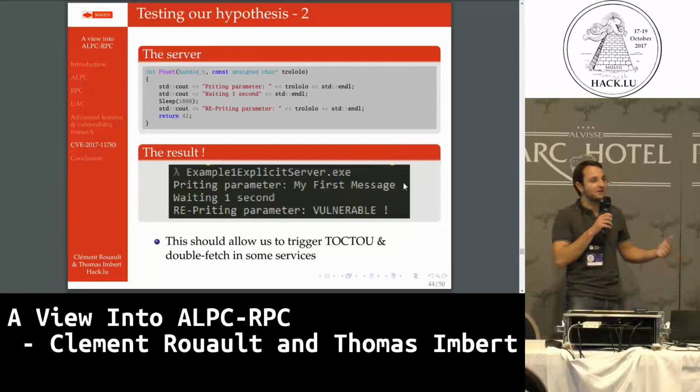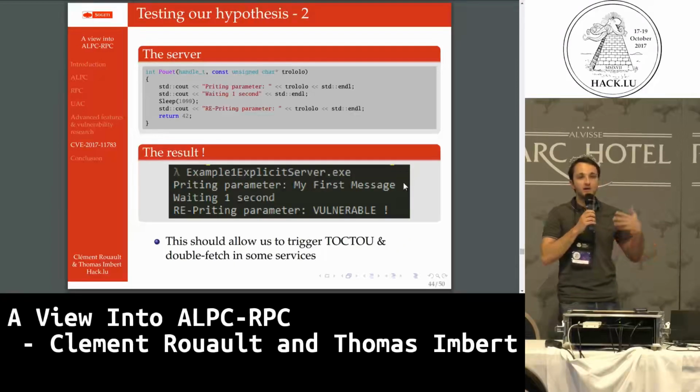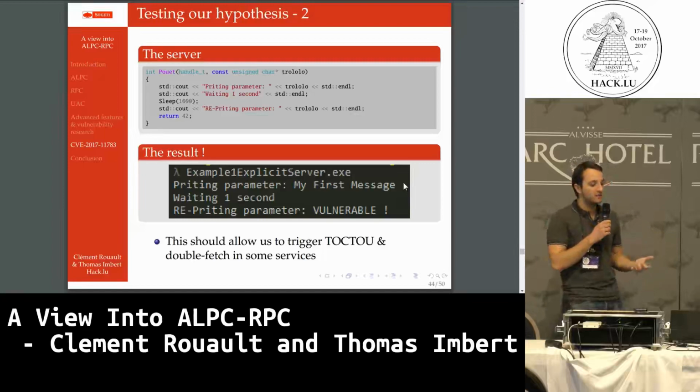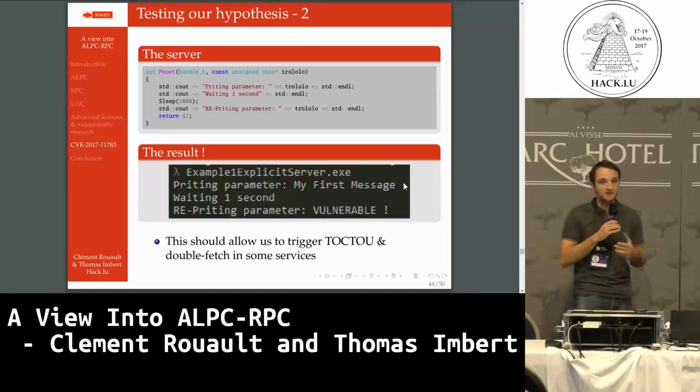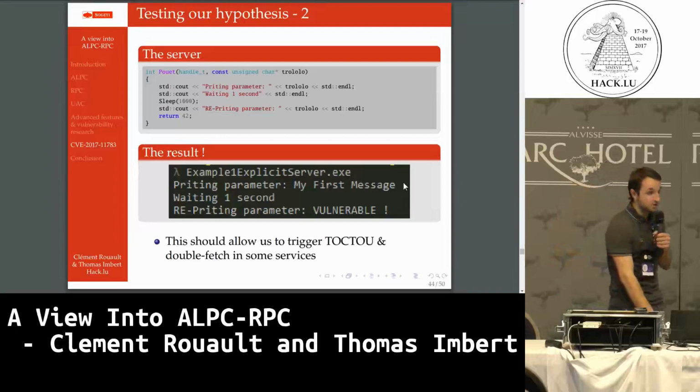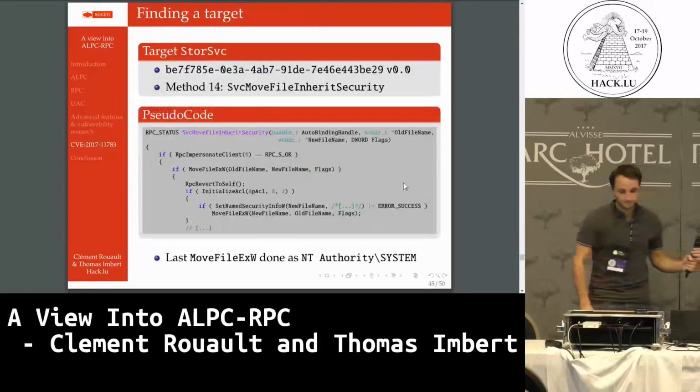And we've seen that we have over 100 interfaces that we can hit. So maybe we can find a target, and maybe in one of those targets we're able to trigger a TOCTOU, or maybe a double fetch, or something like that, in some high privileged service from low integrity. So let's find a target.